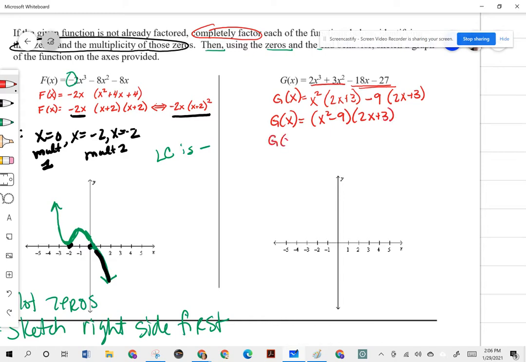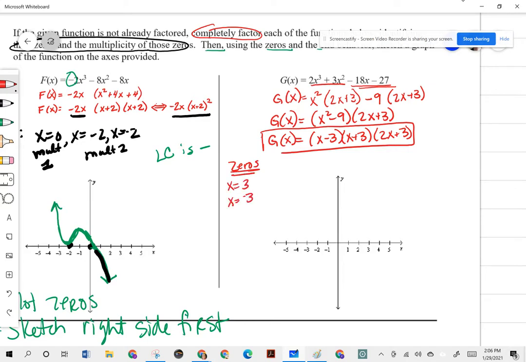But paying extra attention, x squared minus 9, that's a difference of squares. So that could be factored further. So you're always looking to try and factor further. So now that I've got my fully factored form, my zeros are going to be x equals 3, x equals -3, and x equals -3 over 2. Again, you just set each one of those equal to 0 and solve. And it looks like they all have a multiplicity of 1.